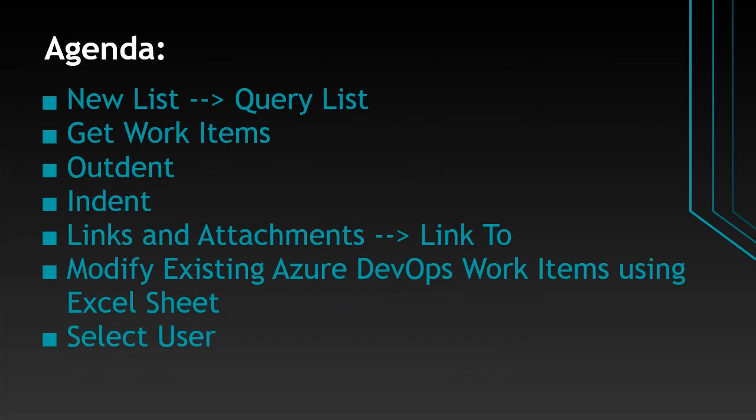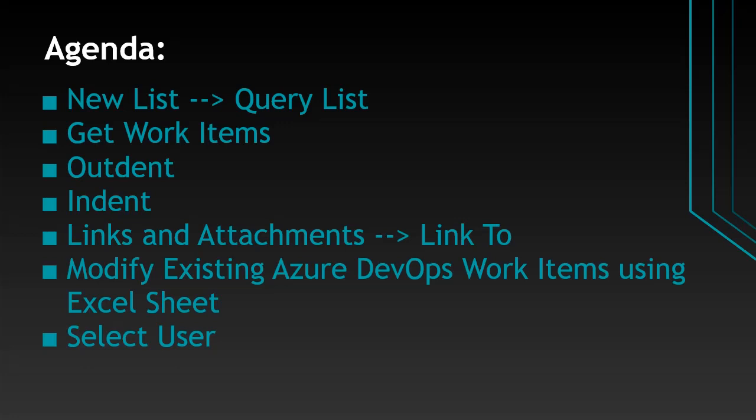Okay, so here are our agenda items for this session. First, I'm going to teach you how to use the query list option while creating a new list in Excel sheet by using the Teams add-in. I'm also going to teach you how to use the get work items option in Excel sheet while using the Teams add-in, and how to use Outdent and Indent for creating a child and parent relation between the work items while uploading the work items from Excel sheet to Azure DevOps.